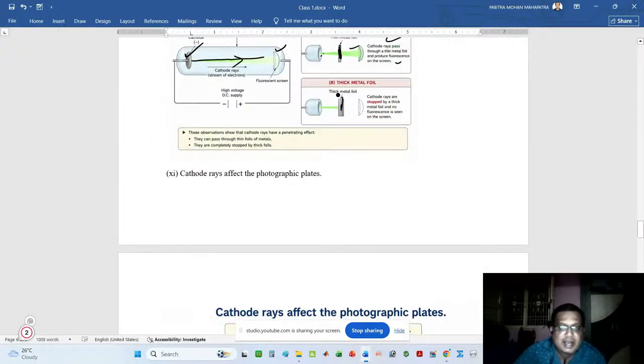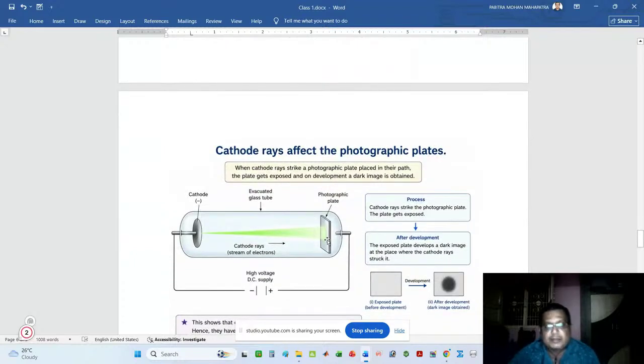Next, cathode rays affect the photographic plate. You know about the photographic plate. Let me show the photographic plate. Here a photographic plate is placed. When the cathode ray strikes the photographic plate, what happens? Look at that. The portion in which the cathode ray fell looks black. Cathode rays strike the photographic plate.